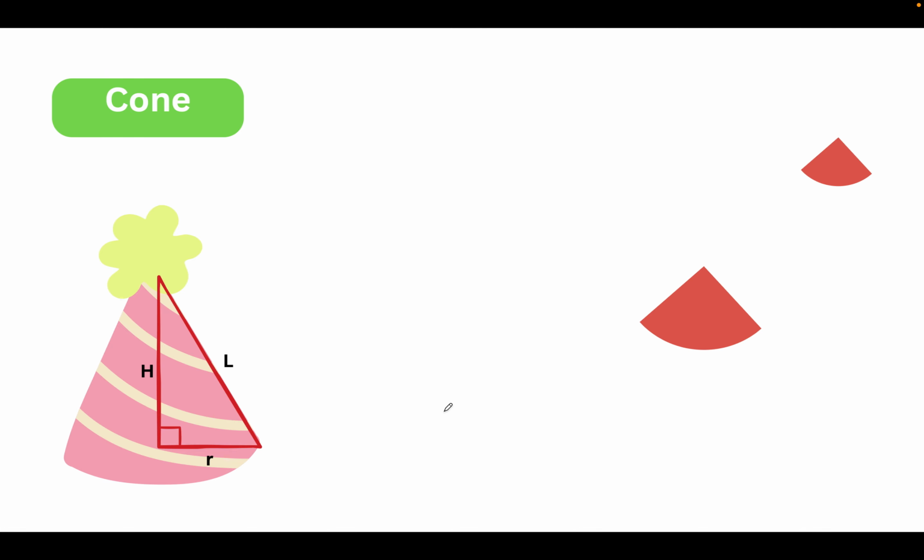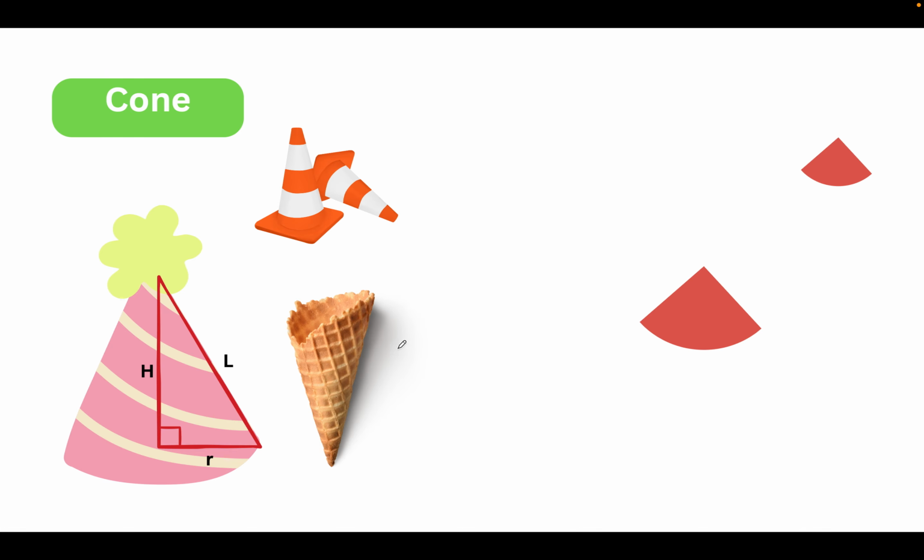Cones are these ice cream cones and traffic cones, and this is an ice cream cone. So these are cones, and this cone has, look, assuming this is a circle, this half is the radius, this is known as the slant height, and this is the height of the cone.